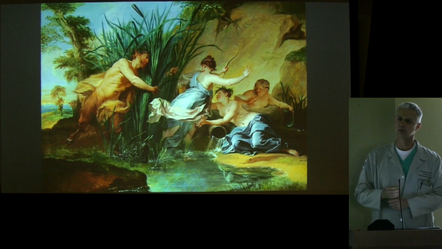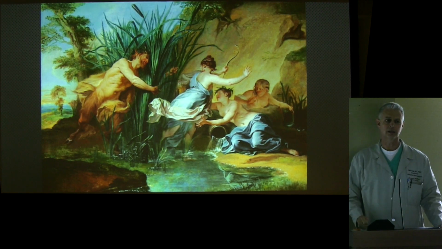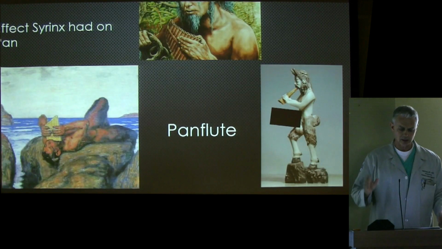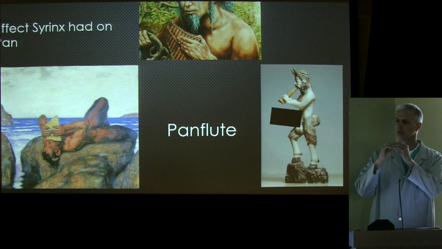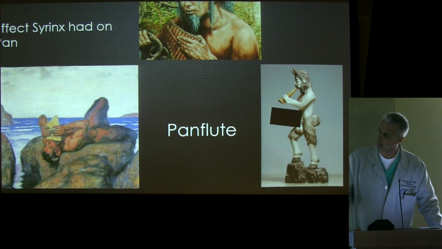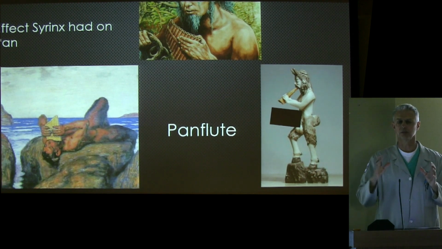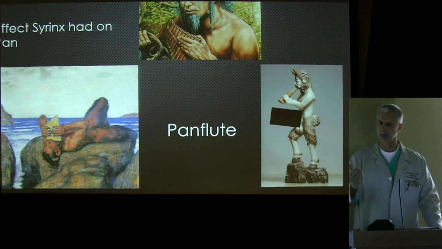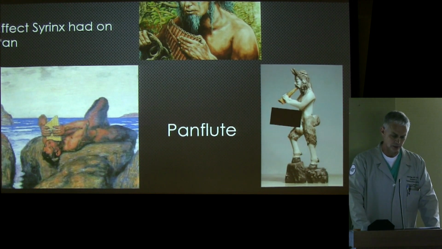Syrinx means hollow tube. This is a syrinx, but she turned into a hollow tube. And then Pan takes the reeds, he cuts them all up, and he plays the reeds now, and it's called a pan flute. And he is forever playing, because that's where Syrinx is. And if you Google the god Pan, you'll come up with a lot of interesting images of Pan.